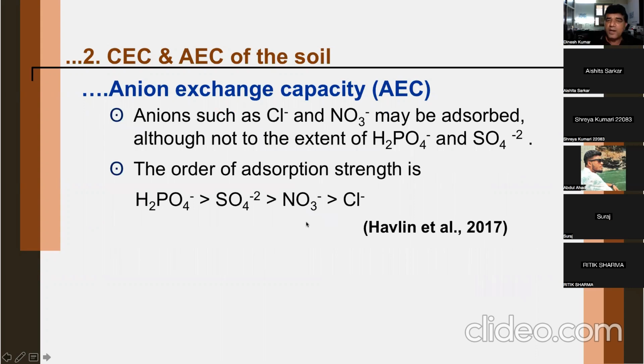Anions such as chloride and nitrate may be adsorbed, although not to the extent of H2PO4 and sulfate. So H2PO4 and sulfate are strongly adsorbed, more than chloride or nitrate. The order of adsorption strength of anions is H2PO4, then sulfate, NO3, and chloride. So you can remember this sequence of adsorption strength with respect to anions.